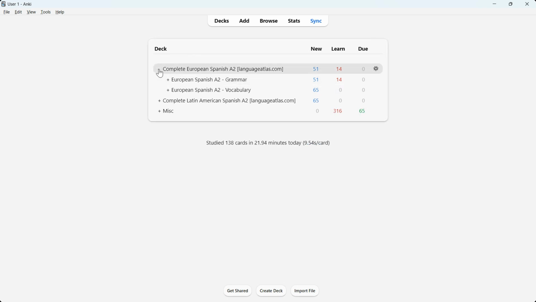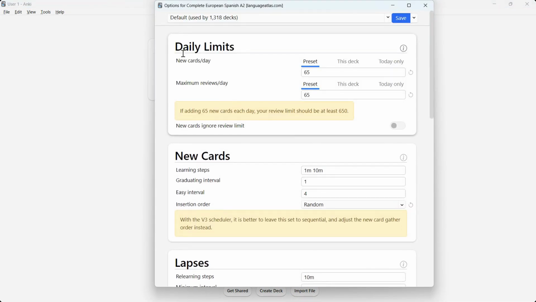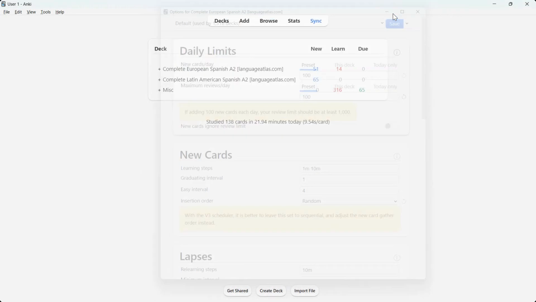Now I'd like to go to my third and last point, which is to show you some brief editing options. Many people also ask me, how do I regulate the amount of cards that I see per day? Well, this is how you change it. Click on this icon over here next to the Spanish A2 one. Click on options, and you can see here daily limits, new cards per day and maximum reviews per day. So we can change the new cards per day from 65 to 100 if you wish to increase it. And the reviews, you can change it to 100 as well. A review is just something that you've done before that you will do again.